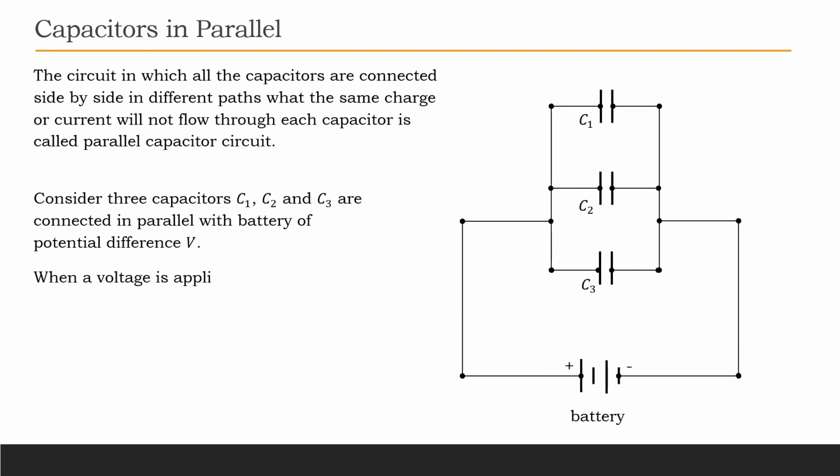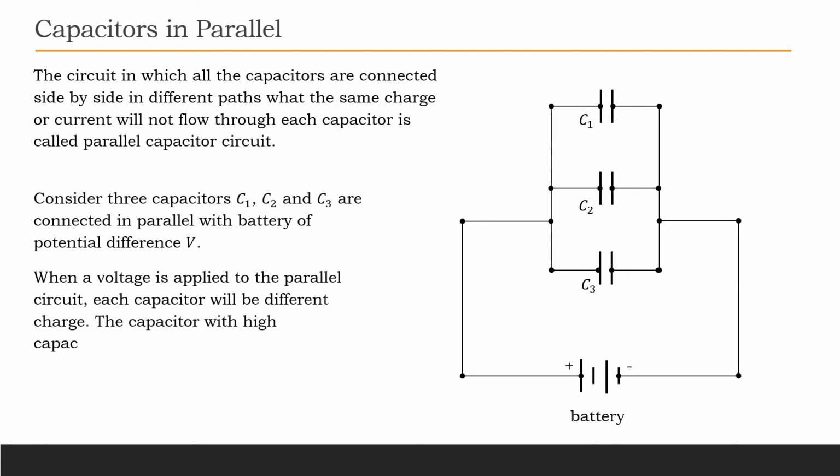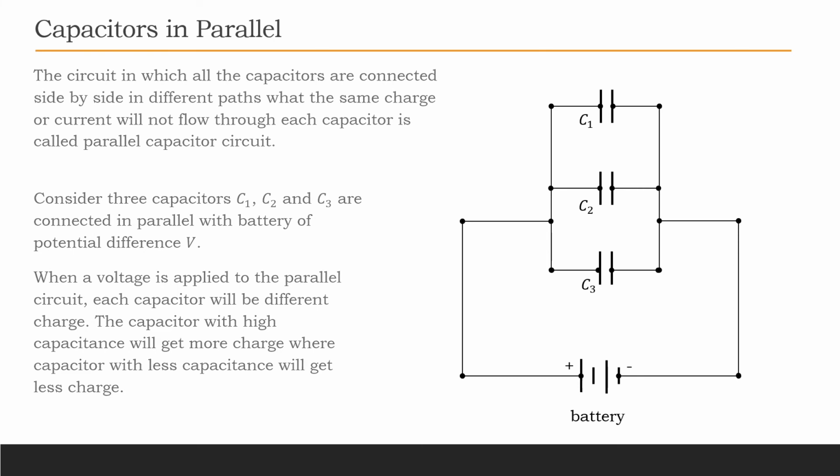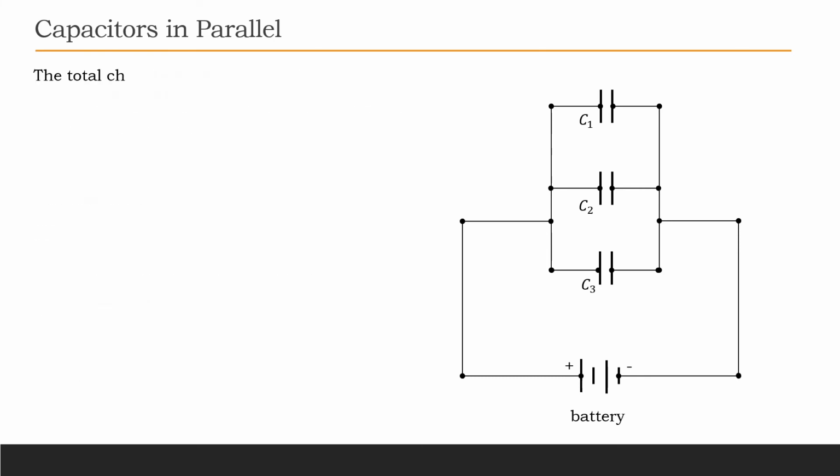When a voltage is applied to a parallel circuit, each capacitor will have a different charge. The capacitor with high capacitance will get more charge, whereas the capacitor with less capacitance will get less charge. So, the total charge Q is given by Q equals Q1 plus Q2 plus Q3, where Q1, Q2 and Q3 are the charges on each capacitor C1, C2 and C3.